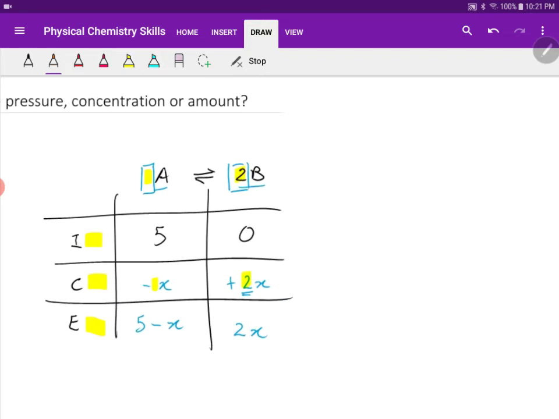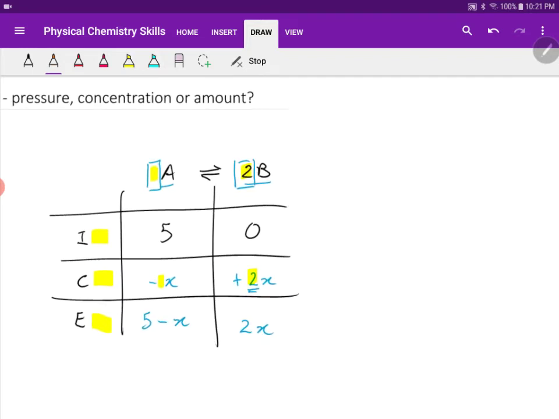So sometimes we use pressure and concentration straight away, and we usually use them as a proxy for amount. So how do we actually do that? We have to look at them one by one. So let's start with the easier one, which is concentration.